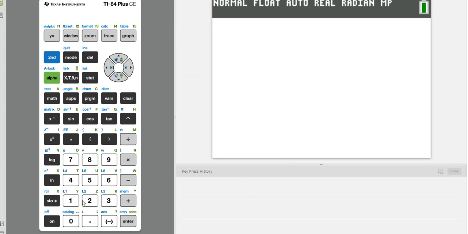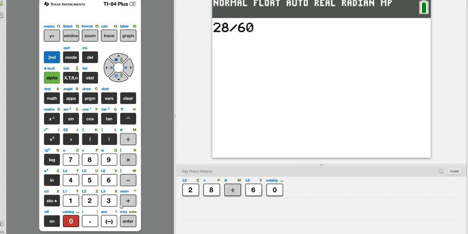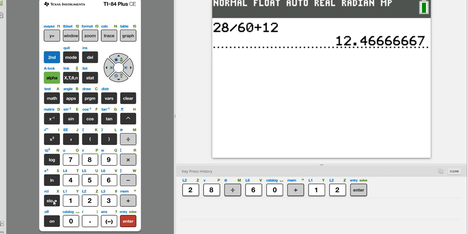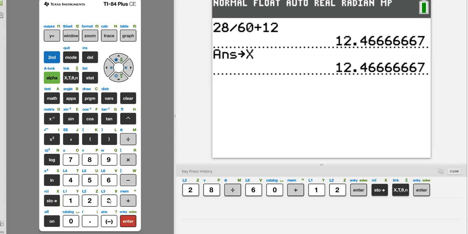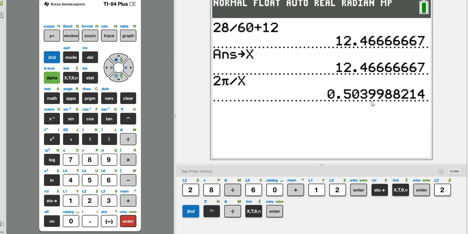Let's first of all calculate that number, 28 divided by 60. And then I'm going to add 12 to that because that's going to give me my 12 hours and change. If you hit the store key above the on button on the lower left side, store that in X. Then I can take things like 2 pi, so 2 pi divided by X, and get approximately 0.504. So, yay. We're almost done.